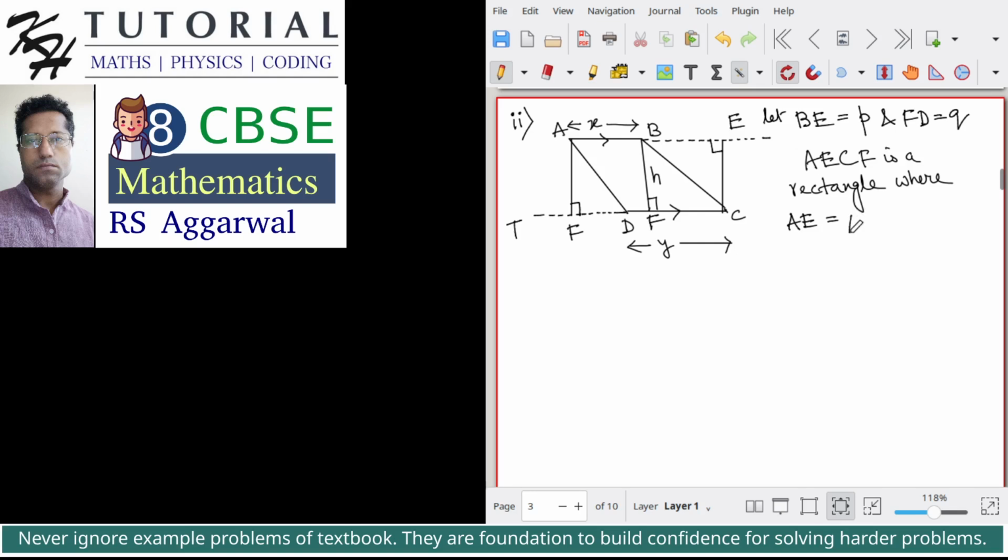AE will be equal to AB plus BE. Now what is AB? AB is the one base of the trapezium ABCD, whose length we have assumed to be X. So this is X plus, and what is BE? BE is P. Also we will have FC and EC. EC is the altitude of the trapezium, so this will also be H. So EC and AF, these two will also be the height of the trapezium, and also BF. So EC will be H.